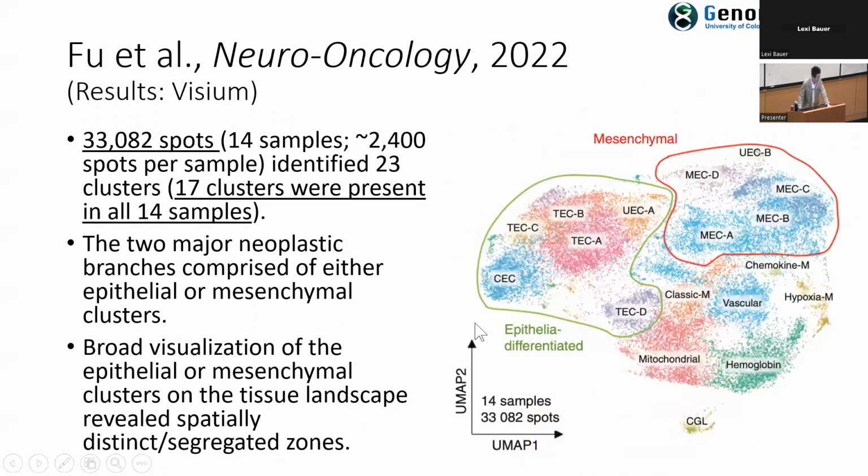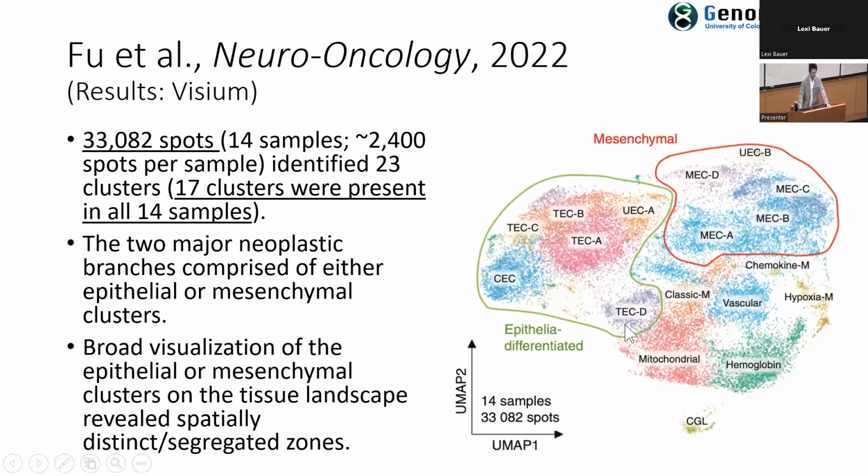The first things first. So what they did, they had 14 samples, and then essentially out of the 5,000 spots on the capture area, about 2,400 spots were actually under the tissue. So it looks like their tissue was kind of half the size of the squares. So they got 2,400 spots per sample, 14 samples, and that just kind of totaled to 33,082 spots. And then when you generate a UMAP from all of these spots, from all these 14 different samples, they've identified 23 clusters, of which 17 clusters were present in all 14 samples.